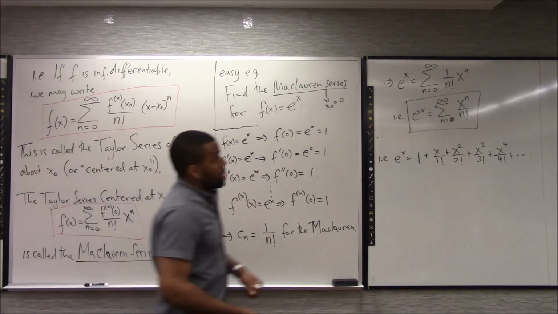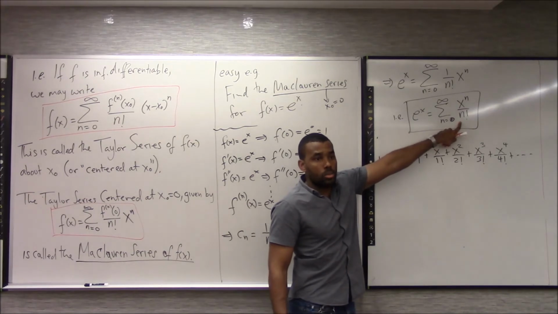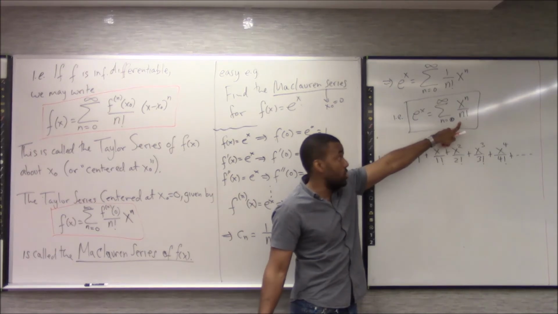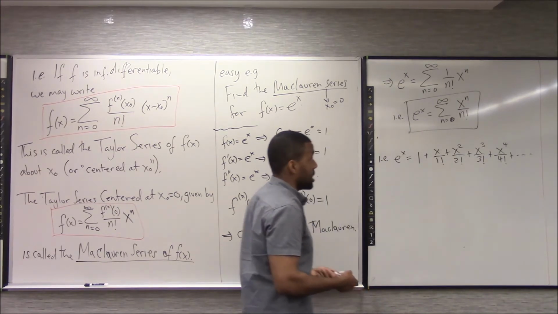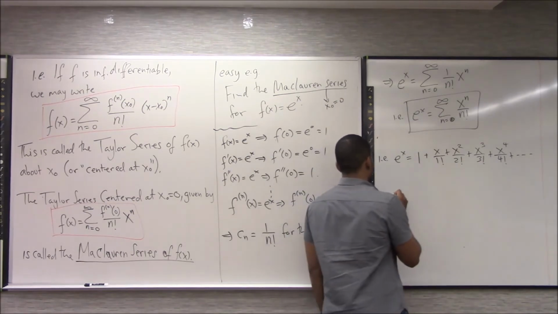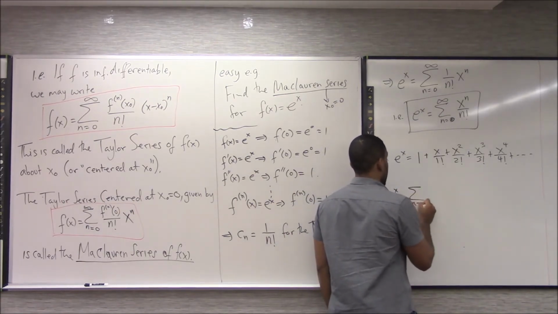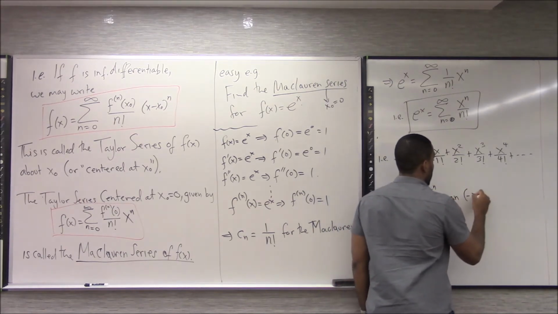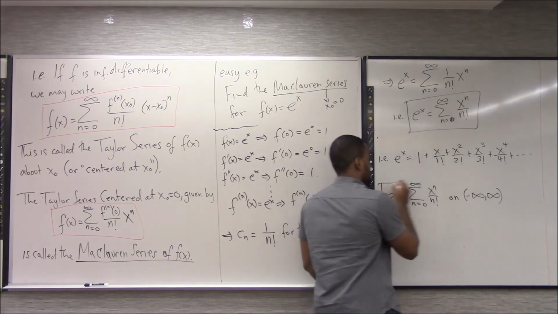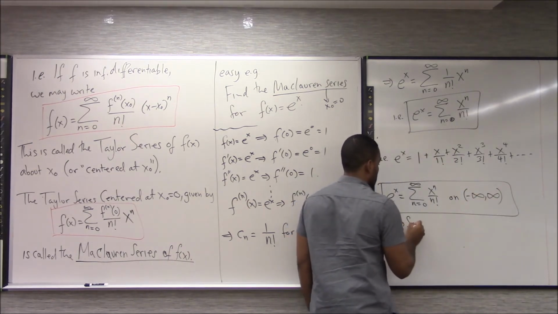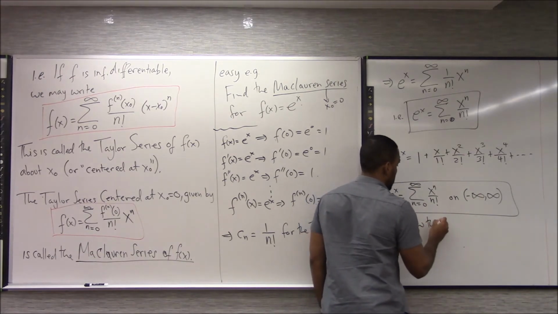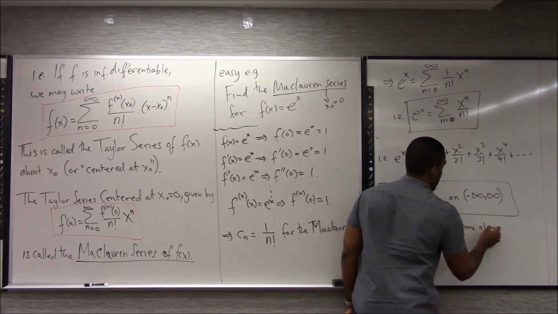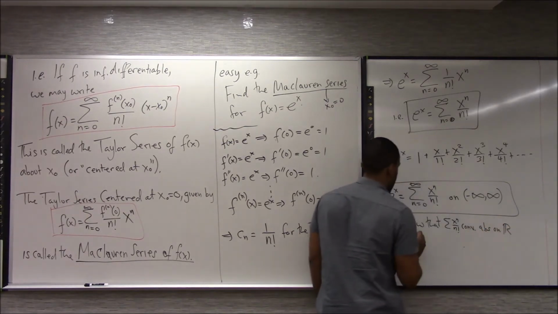By the way, we actually looked at this guy with the ratio test, and we found that the interval of convergence was actually infinite. It was the entire real line. So that means this guy converges absolutely on the entire real line. So e to the x is equal to this guy on the entire real line. We saw this last time, that x to the n over n factorial converges absolutely.